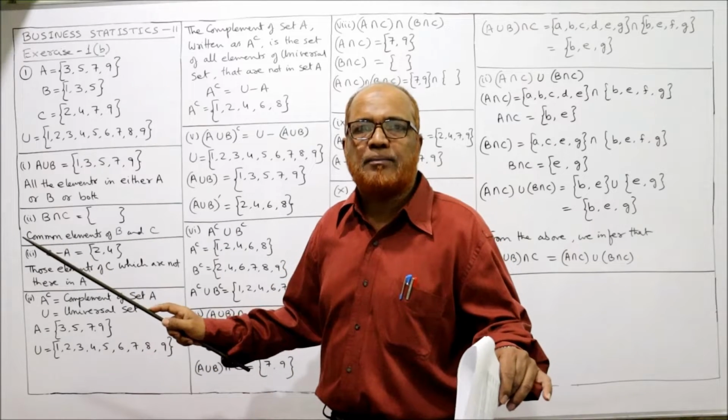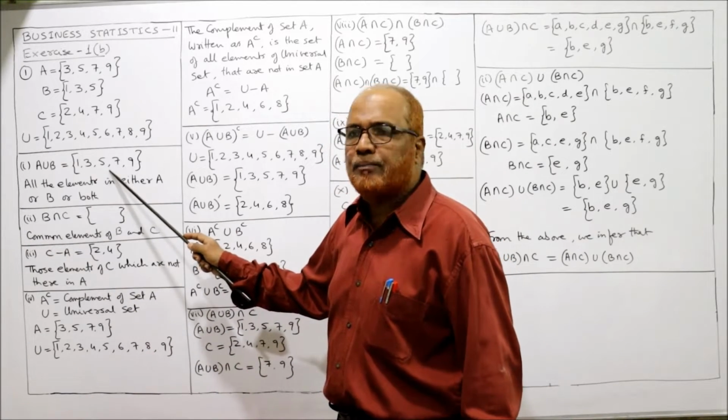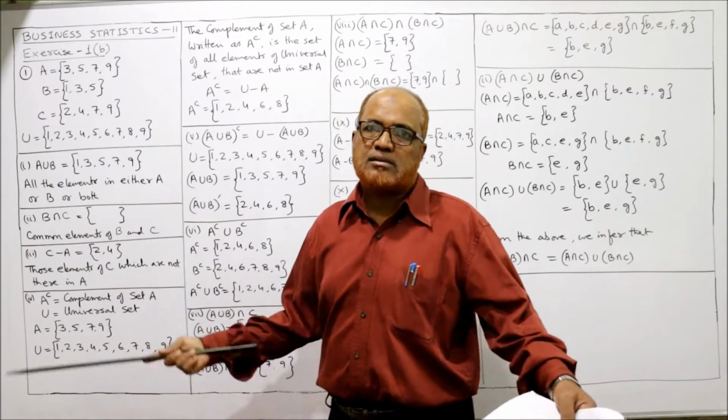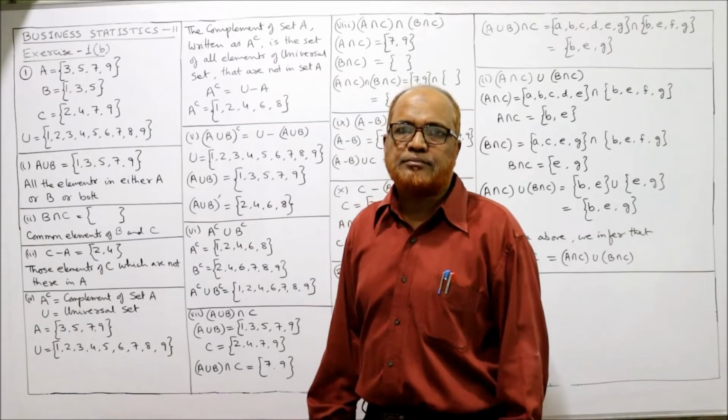All the elements we have taken. This is A union B, so all the elements in either A or B or both. That's it. This is the first operation.